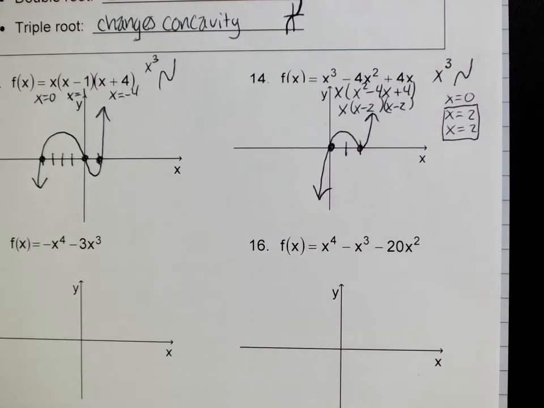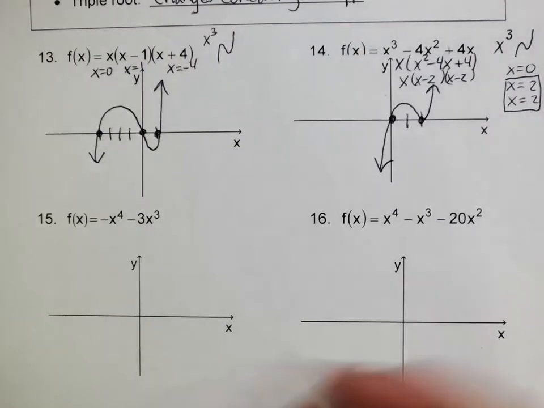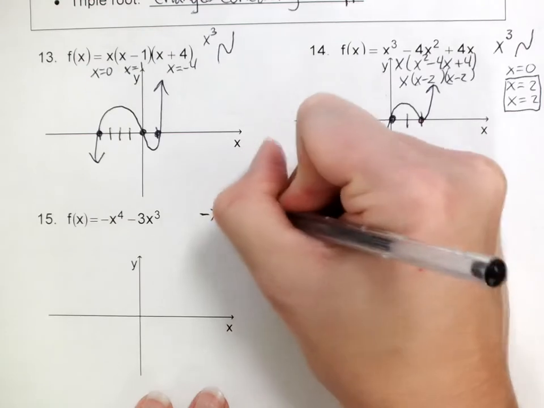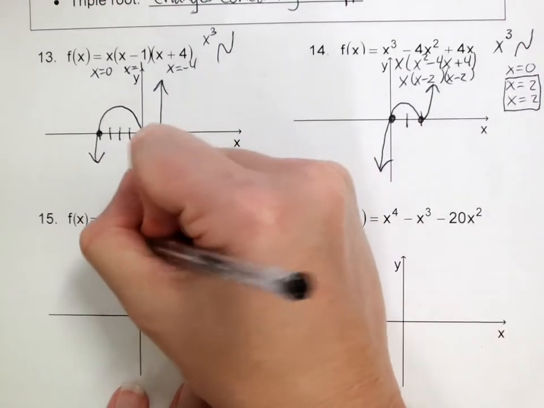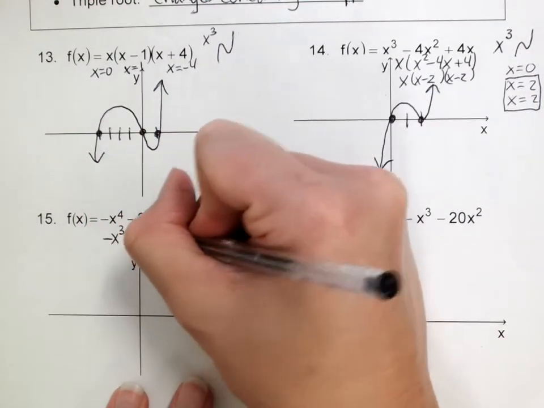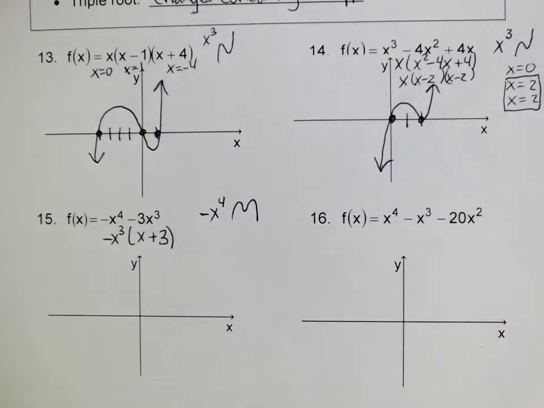Okay. Let's do another one. Question number 15. This is a fun one, okay? It's a negative x to the 4th, so I kind of know it needs to shape like this. Okay. Step 1 is factor. I can take a negative x cubed out of that equation. That leaves me with an x plus 3 if you factored out a negative x cubed.